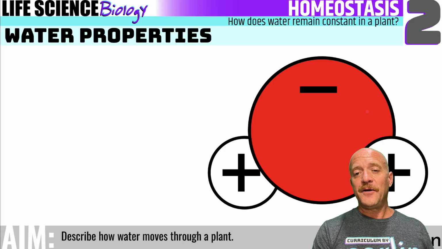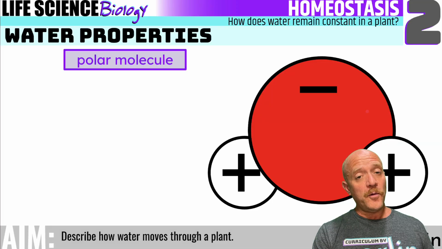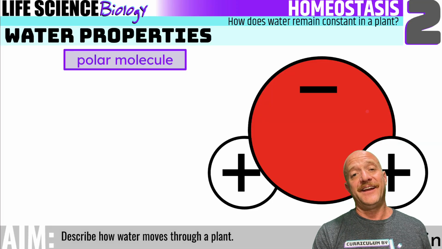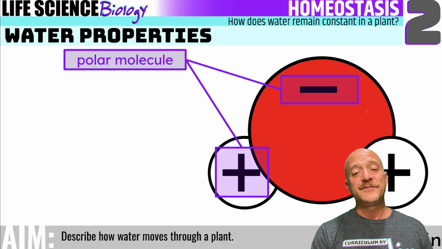So before we talk about this, we need to figure out water properties. Water is a polar molecule. Now, do you have to know what the word polar means? No, but you should understand because water is everywhere. Polar means you have areas where it is positive and areas where it is negative. This represents oxygen, the big red circle. This is an oxygen atom, and you have two hydrogen atoms.